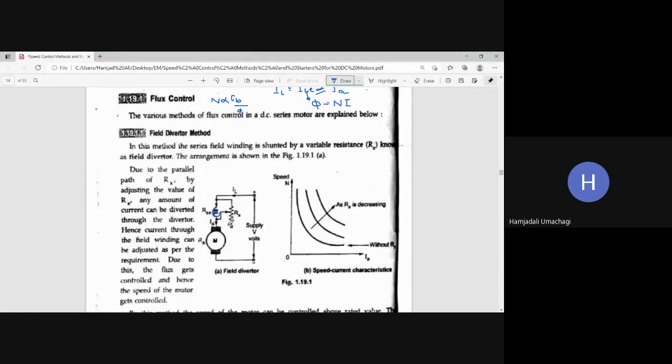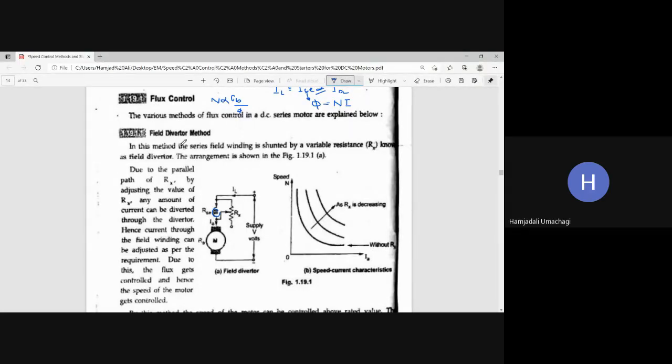Here you can see the DC series motor, where the armature is in series with the field winding, and this motor is given an input supply voltage. The title here is field diverter method. Field diverter method means you need to connect one rheostat in parallel to the field winding. By doing this, some of the current you are bypassing, or diverting, to the rheostat. By doing this, you are going to change the field current. By changing the field current, you are going to change the ISC value. If you change the ISC value, no doubt you are going to change the flux phi value. If flux phi changes, finally the speed of the DC series motor changes.